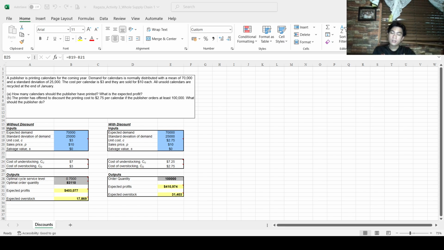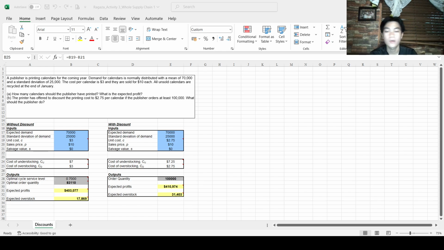The problem asks two questions: how many calendars should the publisher have printed, and what is the expected profit, for letter A and letter B. And then the printer has offered to discount the printing cost to $2.75 per calendar if the publisher orders at least 100,000. So what should the publisher do?